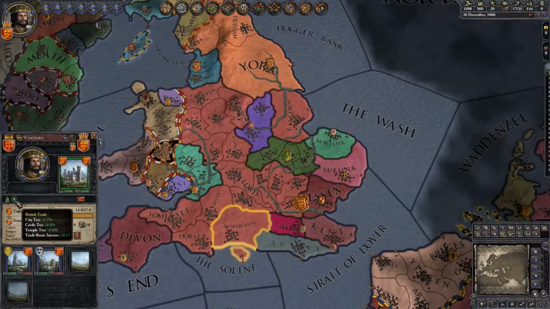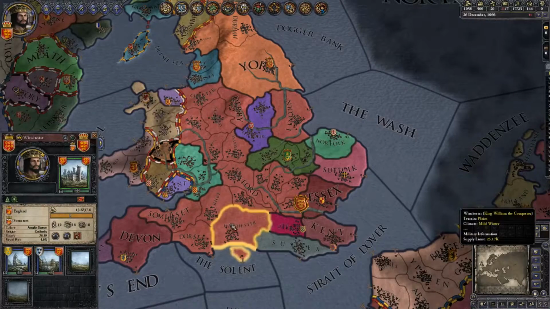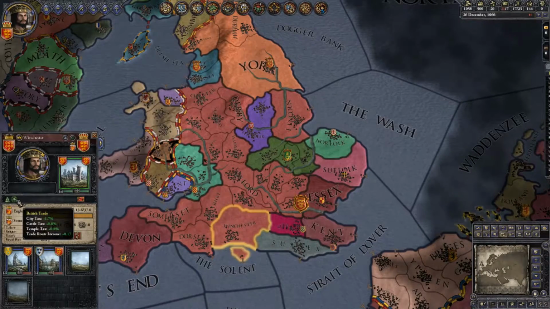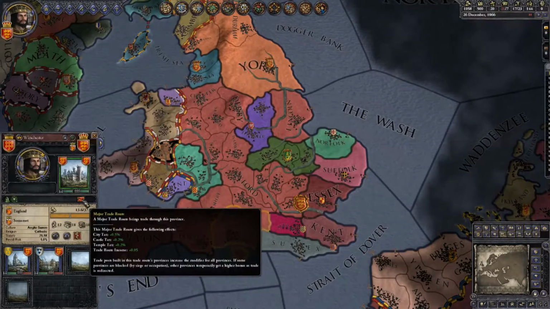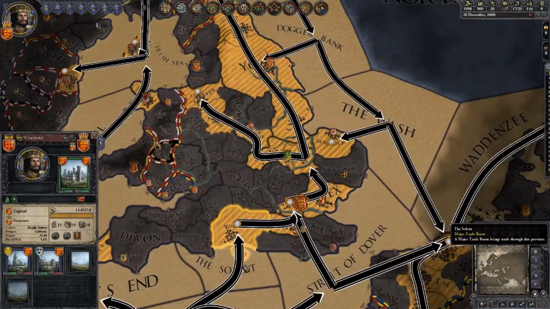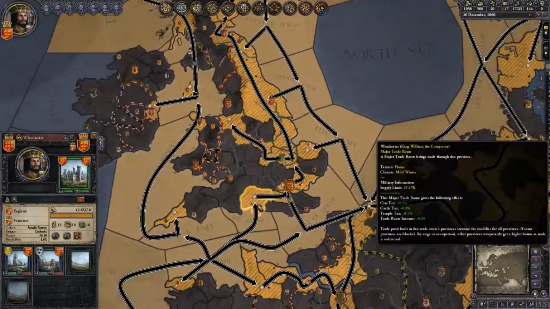Here are some of the bonuses or the negative modifiers associated with that specific county. So here we have British trade and Atlantic trade. Why do we have these? Because we're on a trade route. So if you go to trade, notice we have stuff coming in and out of there.